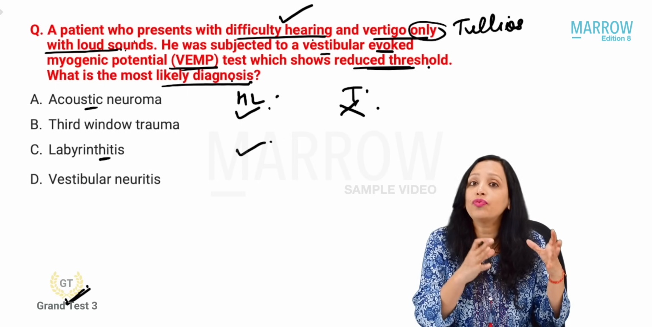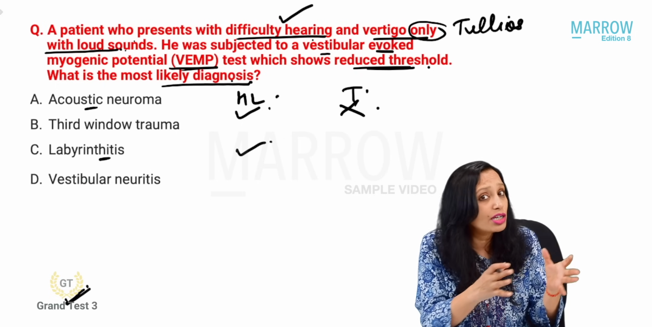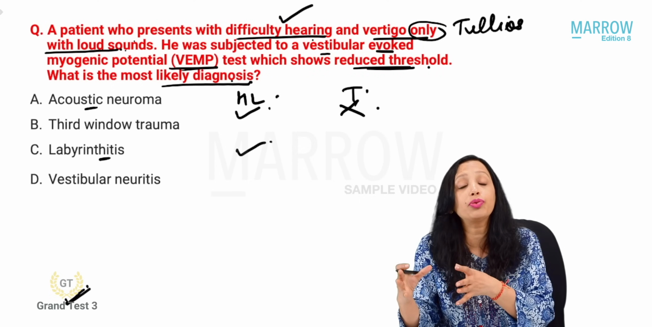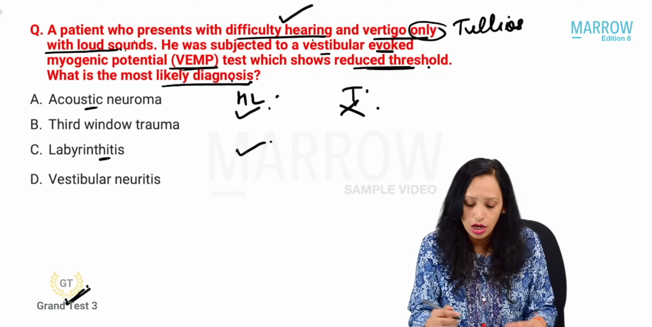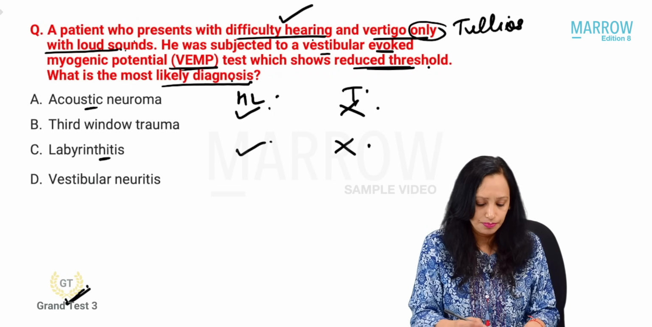Labyrinthitis is inflammation of the inner ear, of the labyrinth. So, inflammation, if it happens anywhere, will be continuous. So, yes, the vertigo here will be continuous for a few days, 3 days, 1 week, 2 weeks. So, no, not vertigo only on loud sound. This also cannot be the answer.